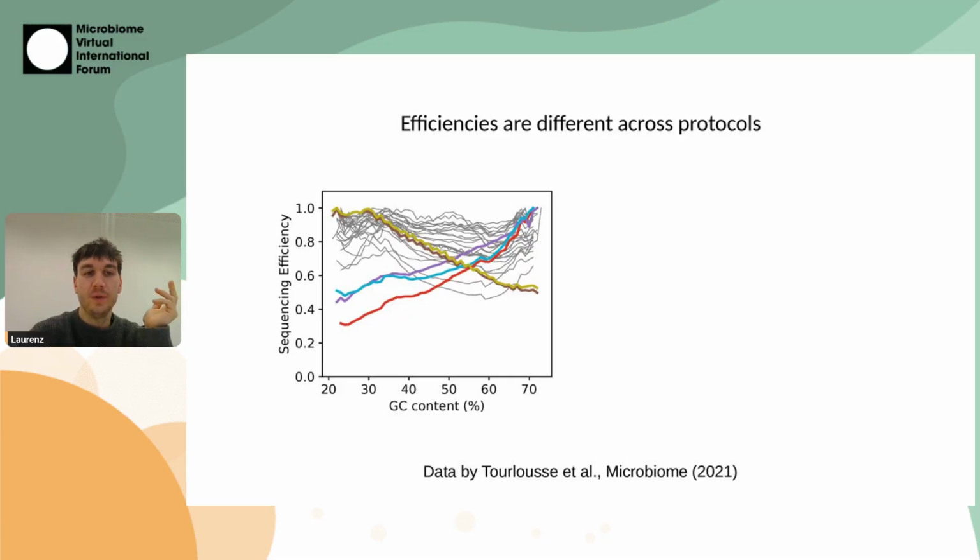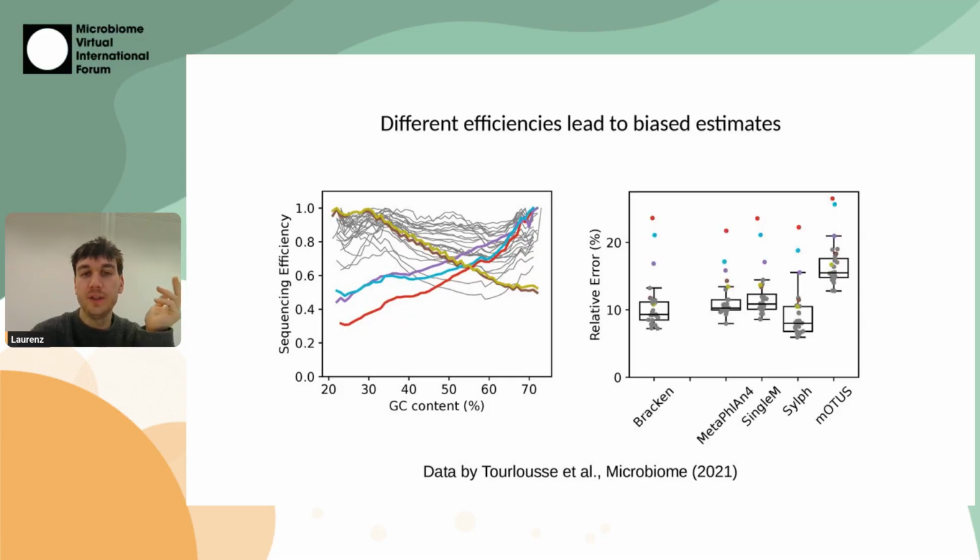And now if you go on and estimate the species abundances from these data, each point here represents the average error of the abundance estimates of one sample across all the species. You can see here that the highest errors that these available methods make when estimating the abundances are, as you would expect, those where the biases are the strongest.